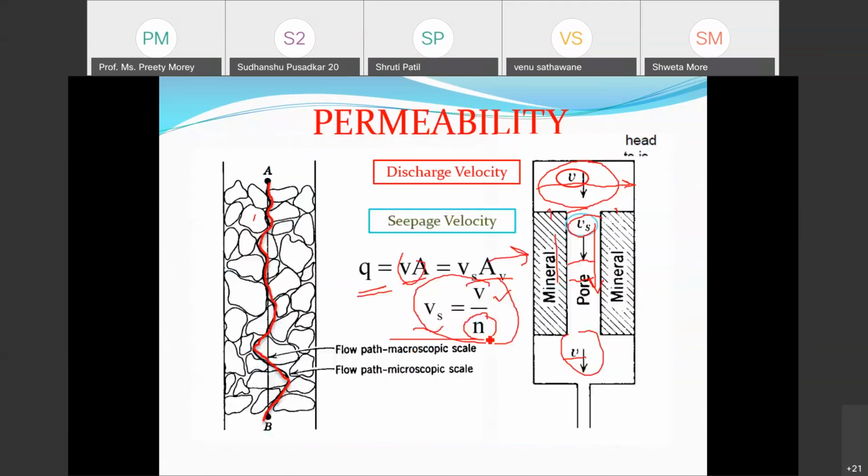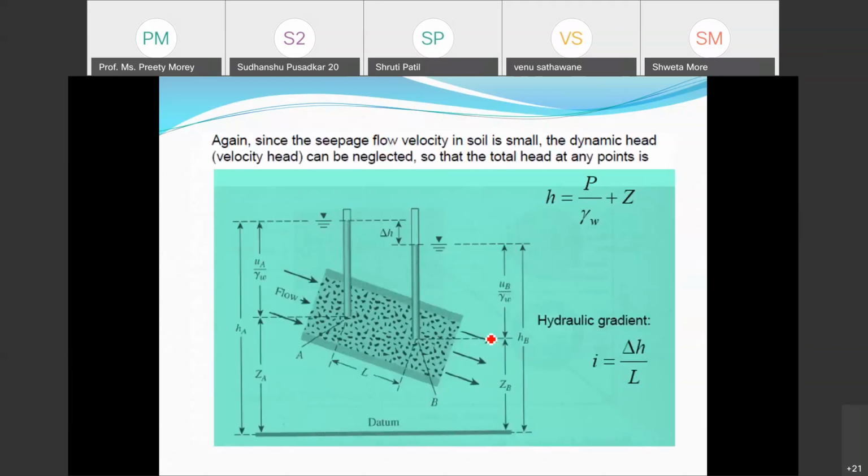To understand this, you have to know some basic terms. One is the head of the water, because the water will flow only if there is sufficient head. So what is the head? By Bernoulli's law there are three types of head: the pressure head, the datum head, and the third one, the velocity head. The velocity head is ignored, so only two heads are considered. The water will flow with this difference of head.